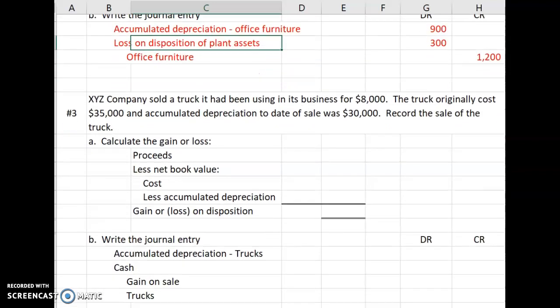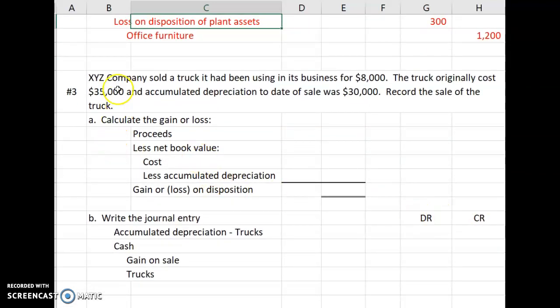Let's do another example. XYZ company sold a truck it had been using in its business. They sold it for $8,000. The truck originally cost $35,000 and accumulated depreciation to date of sale was $30,000. Record the sale of the truck.